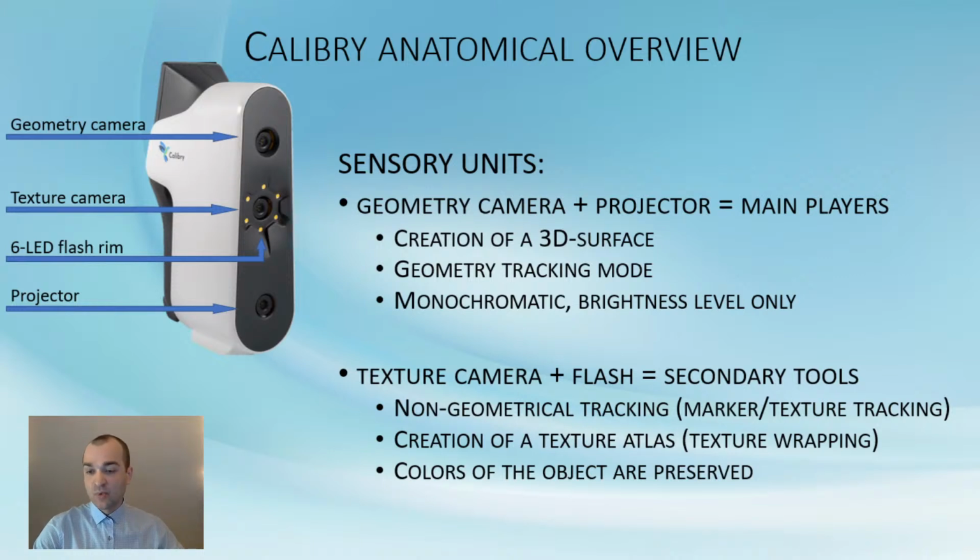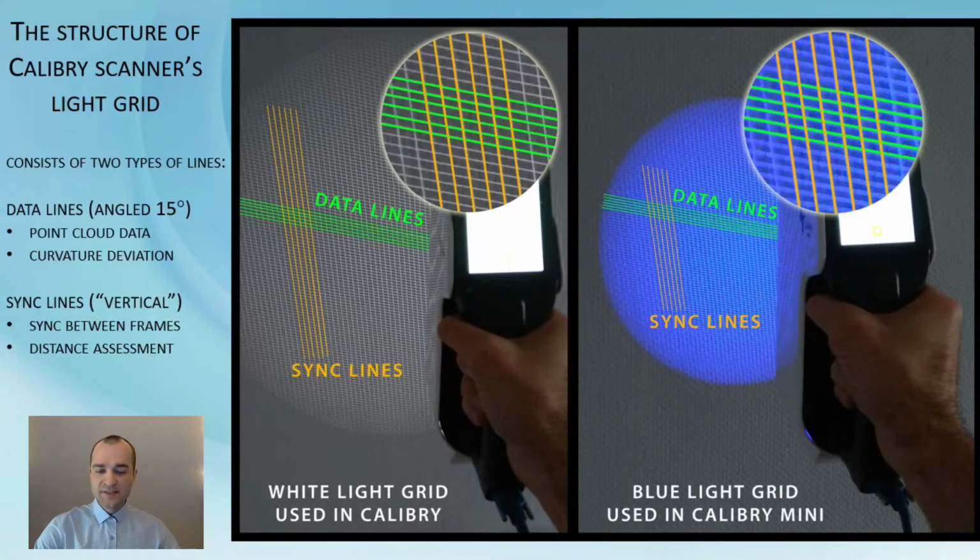Let's talk a little bit more about this first pair, because the geometry camera and projector are actually the main players here. It's them who actually create the 3D surface. So how do they do this? This is the grid that is projected by the projector. So here is the white grid projected by our Calibry scanner, and Calibry Mini uses blue light here, but the structure is pretty much the same.